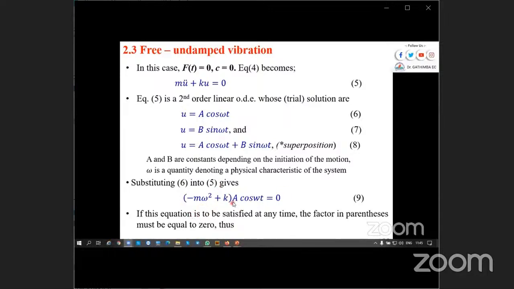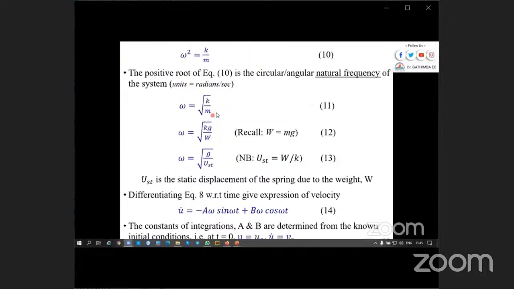So now we equate whatever is in the bracket to 0. If you equate that to 0, you get omega squared, equation 10. The square root of that is what we get as the circular or angular natural frequency of the system. The units are radians per second, a positive quantity. Equations 12 and 13 are just different ways we can express this.